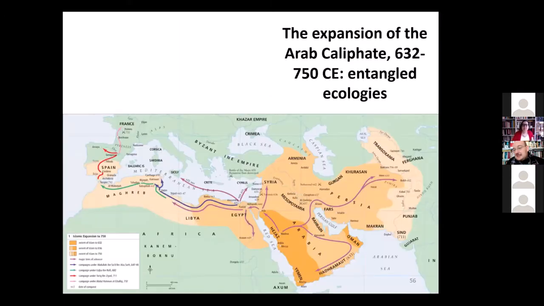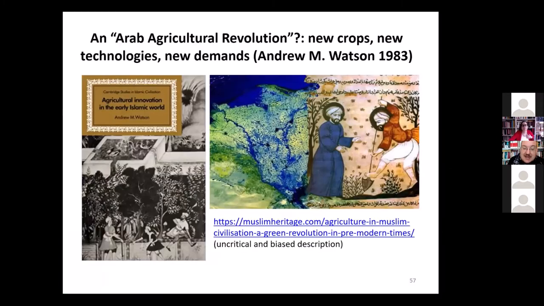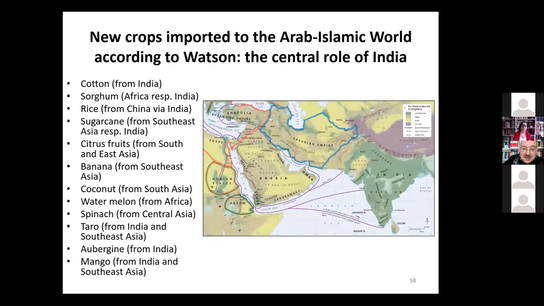This can be connected to another general debate to which I will shortly refer here, which is the idea that there was something like an Arab agricultural revolution. Of course, the Arab expansion in a new way connected ecologies between the Mediterranean, Central Asia, Africa, and the Indian Ocean. And this allowed to a large extent also for the migration of non-human actors, of plants especially. And already in 1983, Andrew Watson had this idea of an Arab agricultural revolution, that new crops, new technology, and new demands were emerging in the Arab Islamic Empire.